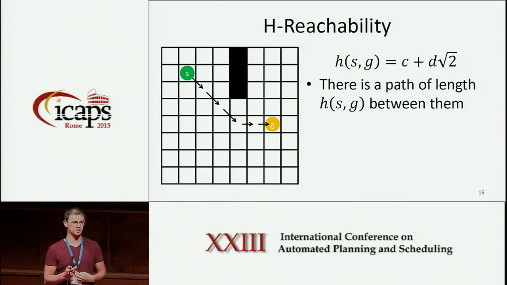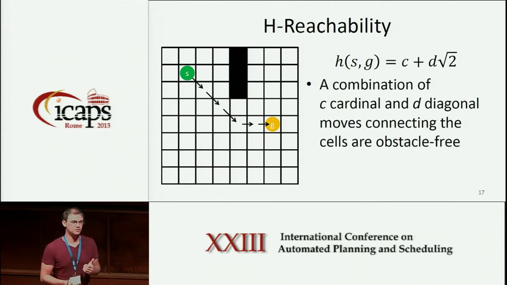I'll start with this definition of H-reachability, which is something we came up with. Basically, we say that 2 cells are H-reachable if and only if there's a path on the grid whose length is equal to the heuristic cost. This definition is very similar to visibility, actually. In visibility graphs, you use the Euclidean distance, and there's a path of Euclidean distance between 2 cells if and only if they are visible from one another.